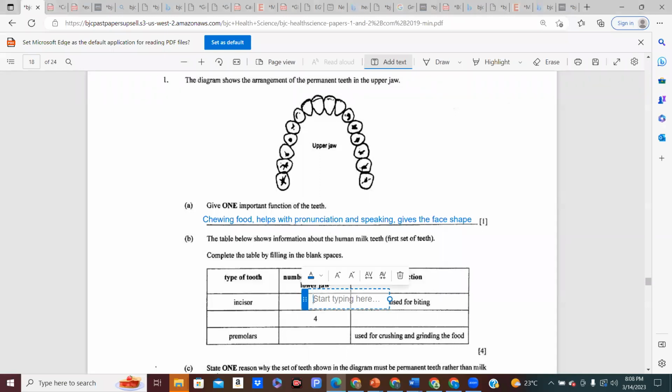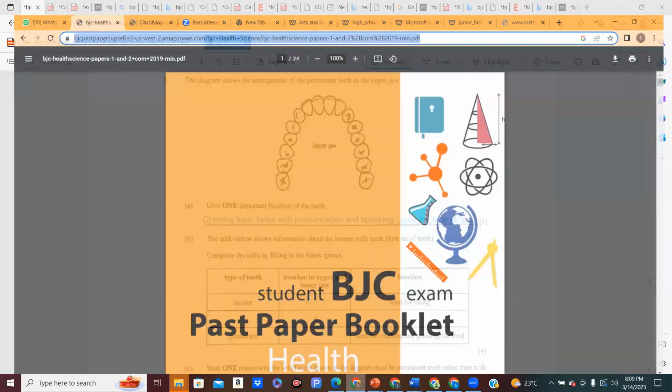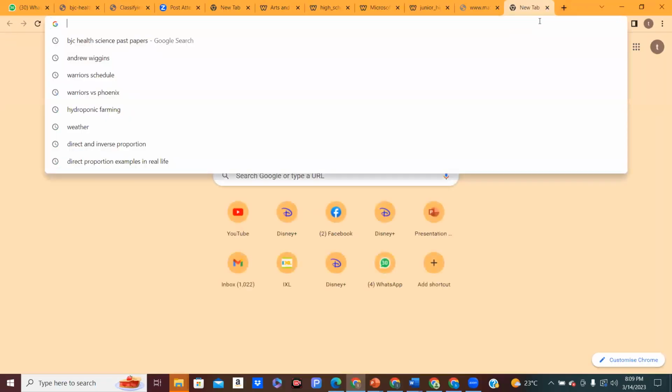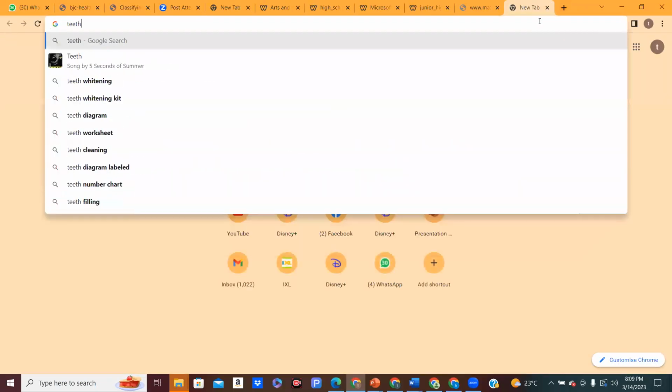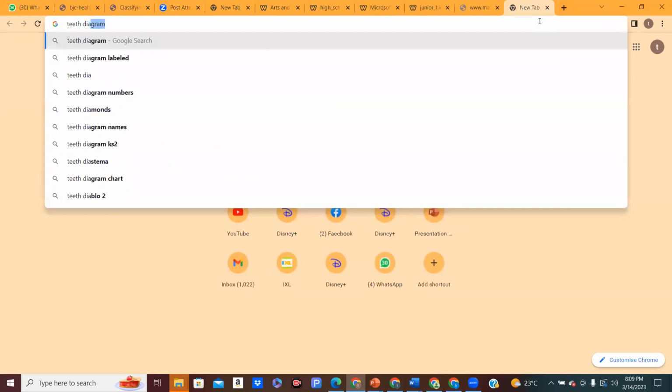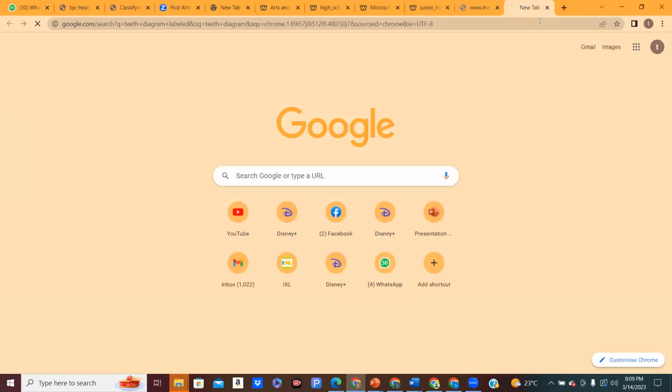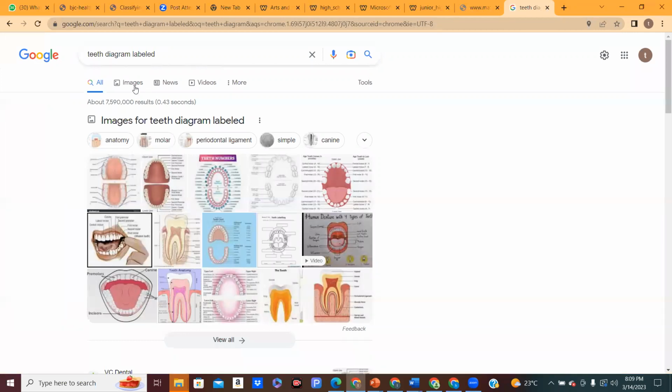It is 8. What are the incisors anyway? The front teeth. How many teeth in the front? Okay, look. 4. There are 4 teeth at the top and 4 at the bottom. Very good. There's 4 on the lower and 4 on the upper. So let me show you the incisors. The image. So the teeth diagram, labeled.